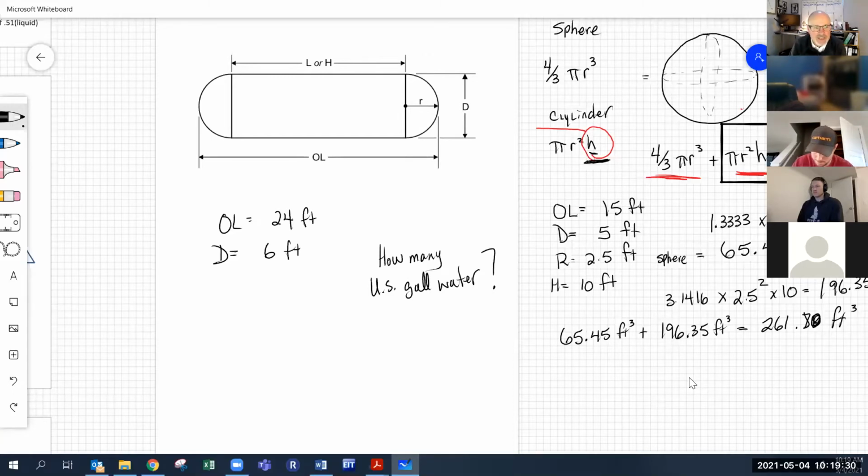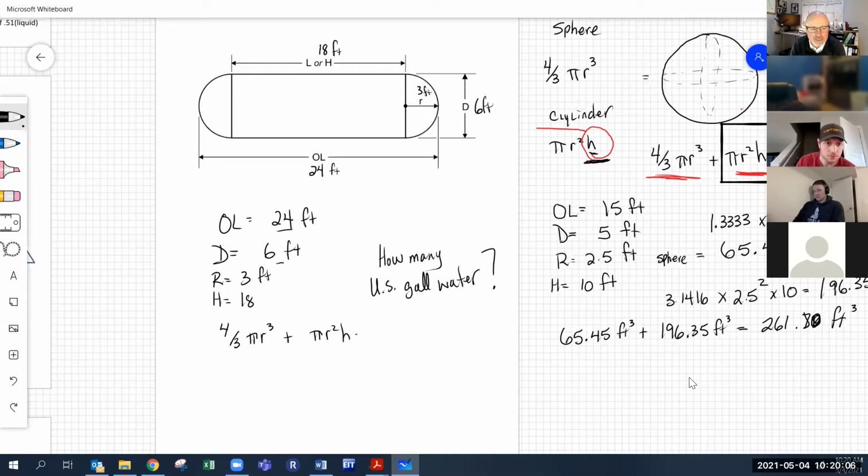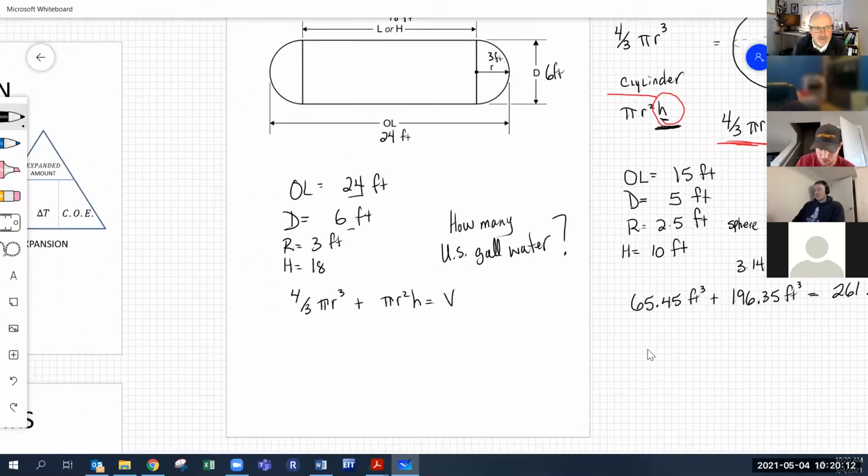Okay, I left you off with asking you how many US gallons would this hold with these parameters. So my overall length is 24 feet. My diameter is 6 feet, which makes my radius 3 feet, and which makes my height 18 feet. So the radius is 3, and my height here is 18. So the formula is 4/3 pi r cubed plus pi r squared times height is equal to the volume of this hemispherically ended tank.